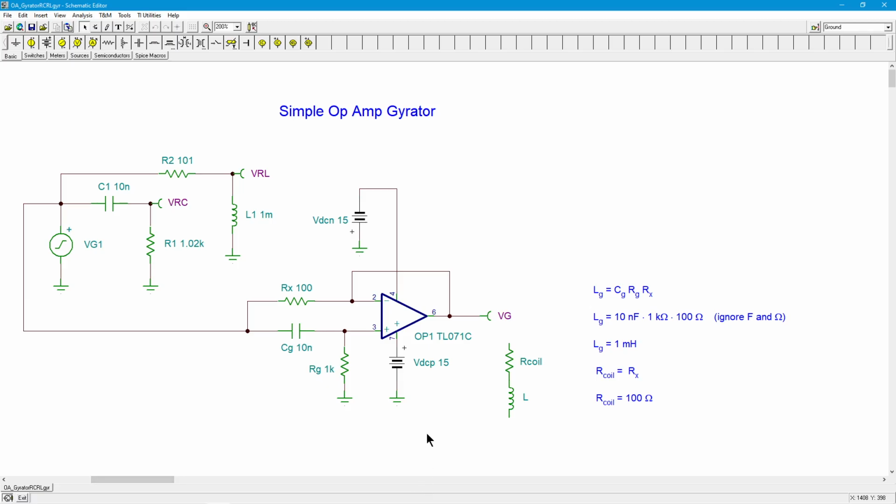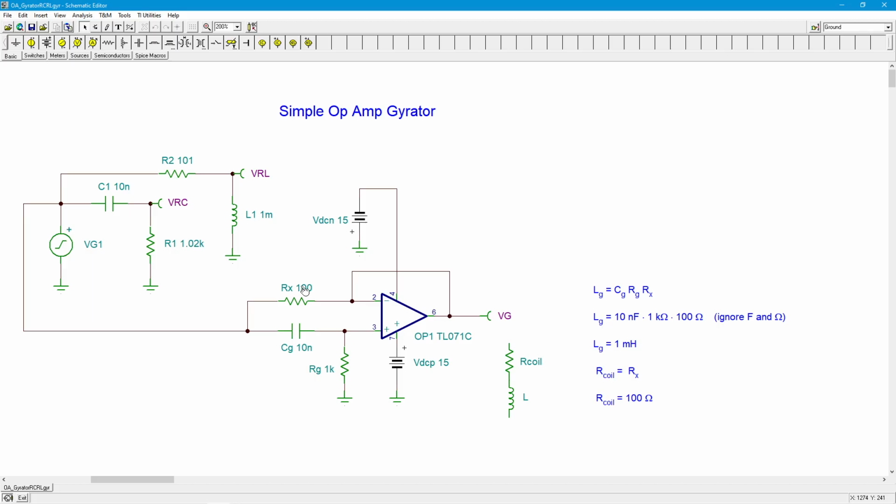So in the simple op-amp gyrator video, we had gotten to this point and I had said, all right, this circuit right here simulates an inductor with an internal coil resistance. This Rx value is the value of our coil, right? And we see over here the inductance value is the product of three things: that coil resistance, Rx, the gyrator's capacitance, and the gyrator's resistance. So we have a formula over here. Lg, the gyrator inductance, is equal to Cg times Rg times Rx.